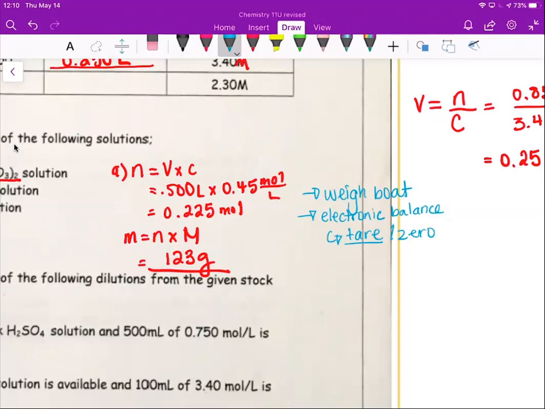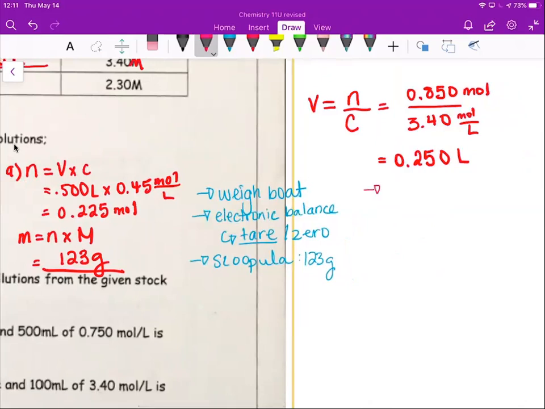Then you're going to use a scoopula, my favorite word in chemistry, I think. A scoopula, and you're going to measure out 123 grams. So that's your mass taken care of. What are you going to do with the material? How are you going to make the solution?